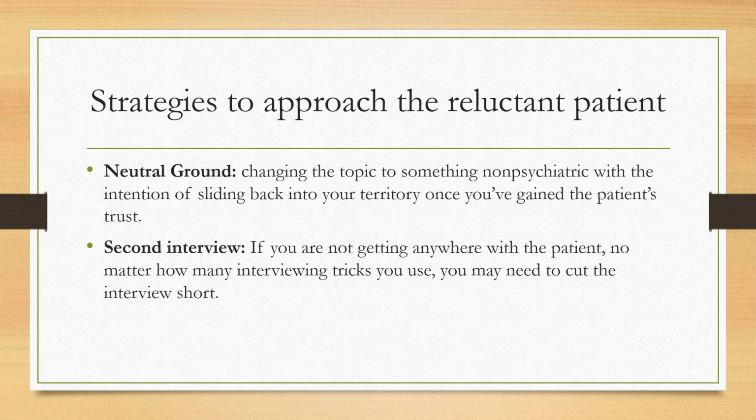Another technique can be using a neutral ground. For example, when you discuss psychiatric symptoms, some patients may be reluctant to open up. So you can change the topic to something non-psychiatric, asking about their school or their college, their favorite subjects, and while talking through that, you can identify some of their frustrations, and then you can get back to the history of presenting illness.